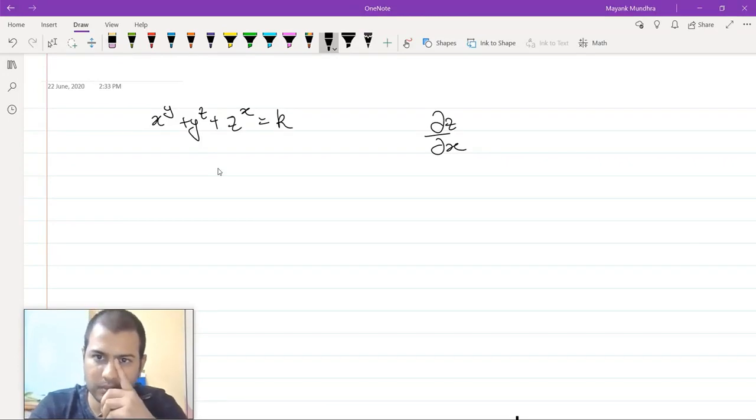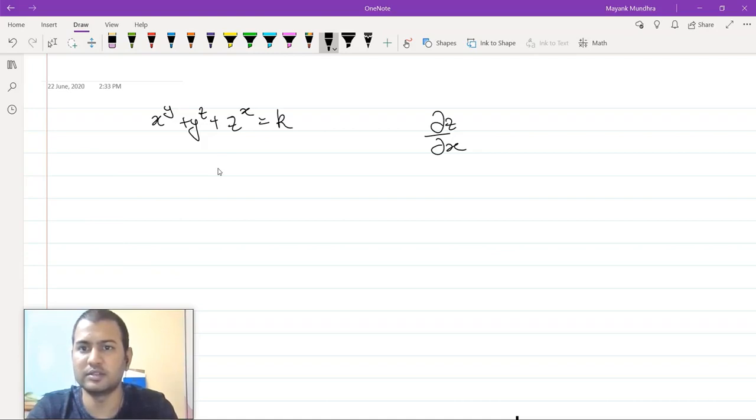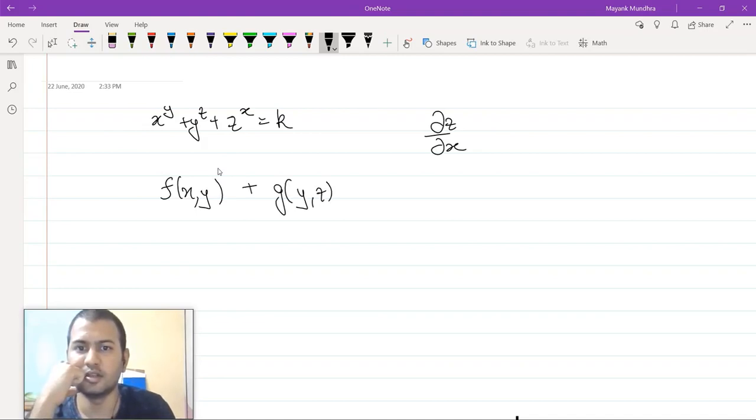So let's try partial differentiation. Let's just differentiate with respect to x. So when I totally differentiate this entire equation by dx, x to power y is, let's say, f of x comma y, plus g of y comma z, plus h of z comma x is equal to k.